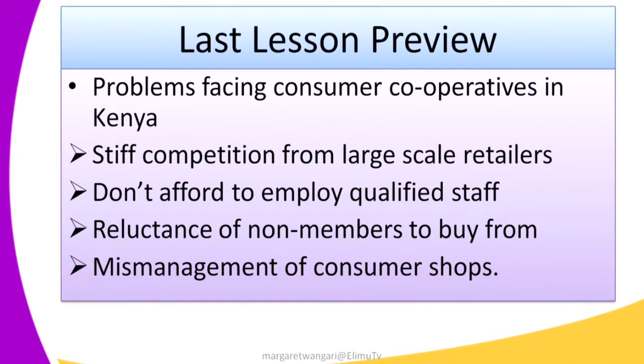The other one is mismanagement of consumer shops. This is where those who are given the role of management actually mismanage the shops, maybe by embezzling the funds, the profits that are realized, and not opening the shops as regularly as they are supposed to. Such mismanagement makes the consumer shops not perform well.